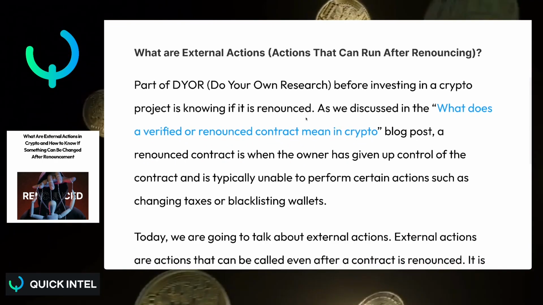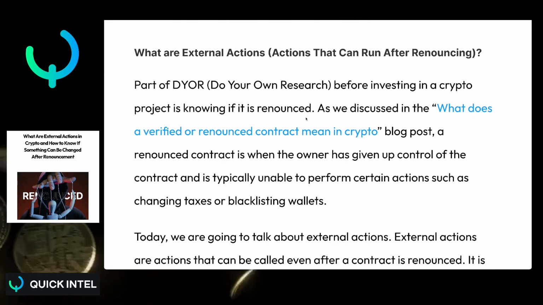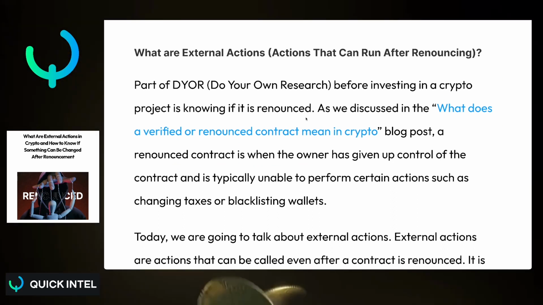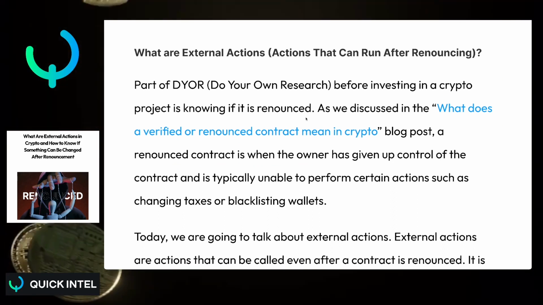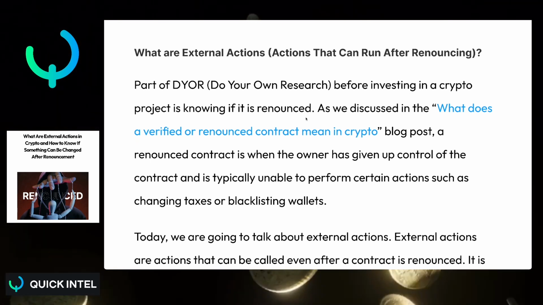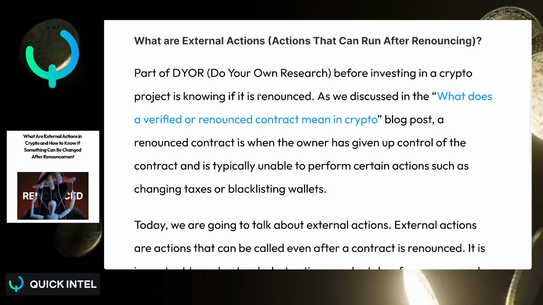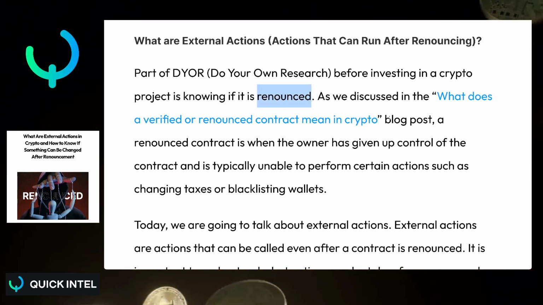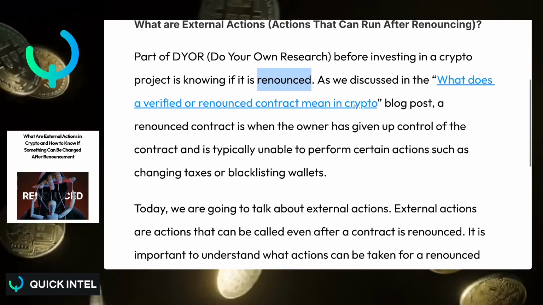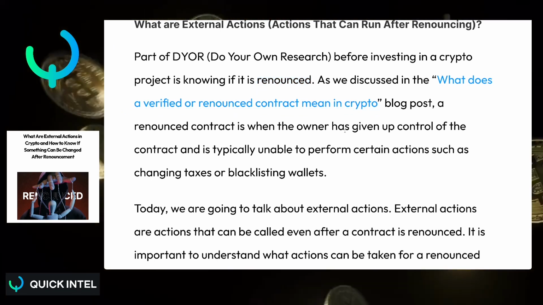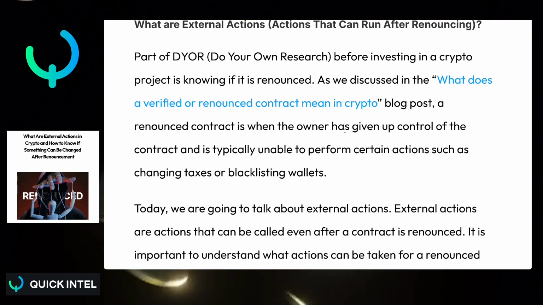So as in previous videos, what I'm going to do is just break these down. What are external actions? Actions that can be run after renouncing. Part of our DYOR, do your own research before investing in a crypto project, is knowing if it is renounced. Now, as you've seen in the previous video, and you can also click this to read it yourself, we've discussed what a verified contract and a renounced contract is.